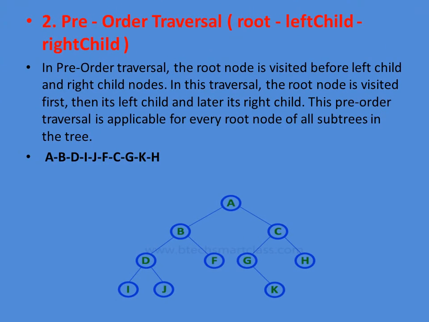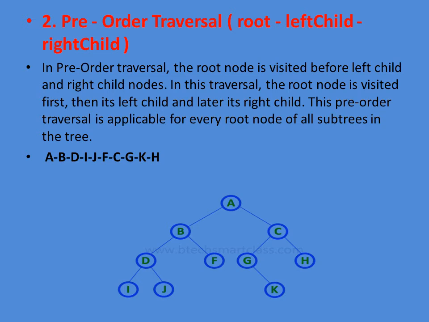Pre-order traversal. In pre-order traversal, the root node is visited before the left child and right child nodes. In this traversal, the root node is visited first, then its left child and later its right child. This pre-order traversal is applicable for every node of all subtrees in the tree.